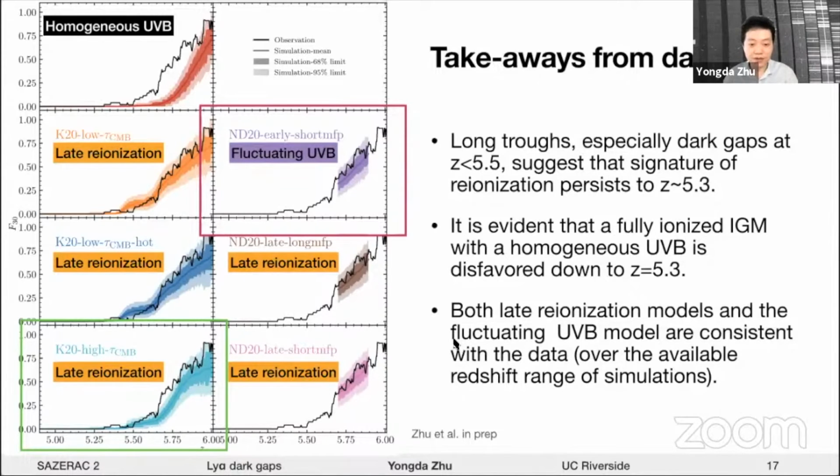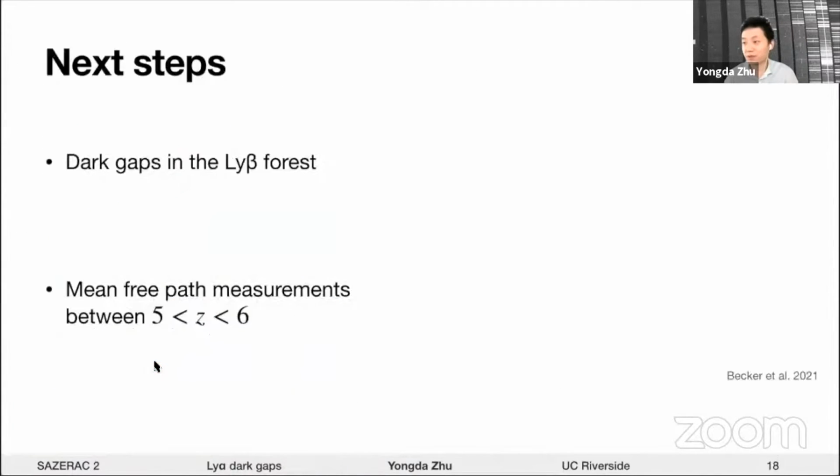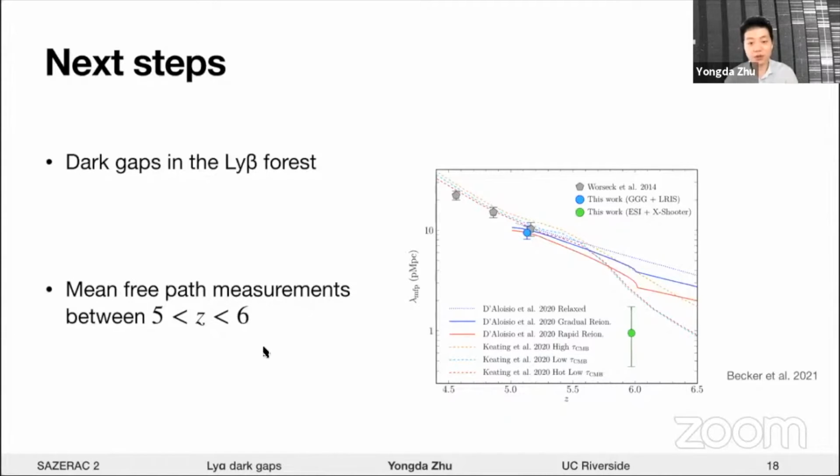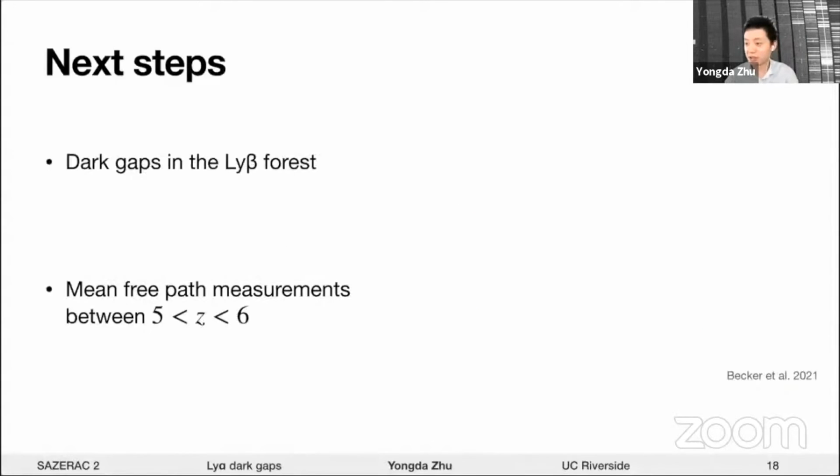Further constraints on these models may come from simulations over a larger redshift range and/or different types of observations. As for our next steps, we are working on distinguishing these models using dark gaps in the Lyman beta forest, which can be used to trace more opaque regions, and perhaps they include more information. Another robust constraint, of course, will come from the mean free path measurement between redshift 5 to 6, which will give us a better understanding of the IGM evolution near the end of reionization. That's it. Thanks for your attention, and any questions?